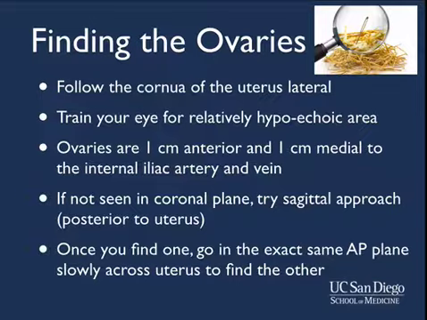So if we cannot find the ovary by following the uterus out, the next thing I would suggest is to find the internal iliac artery and vein and then move your probe a centimeter anterior and a centimeter medial. If we cannot find the ovaries in the coronal plane, we can always switch back to the sagittal approach and look for the ovaries posterior to the uterus. Once you find one ovary, go in the exact same plane in the anterior posterior and slowly move across the uterus to find the other ovary.